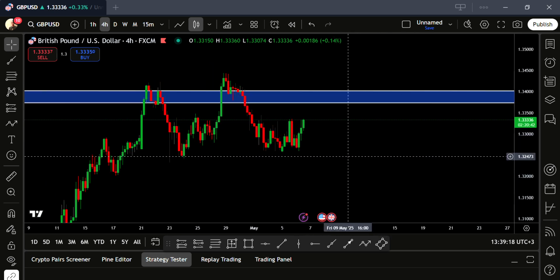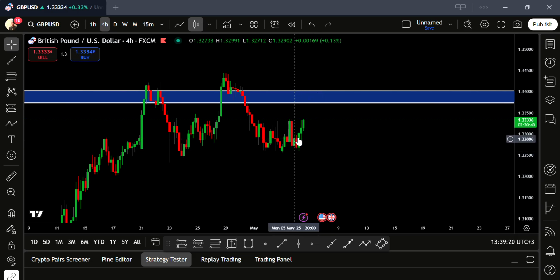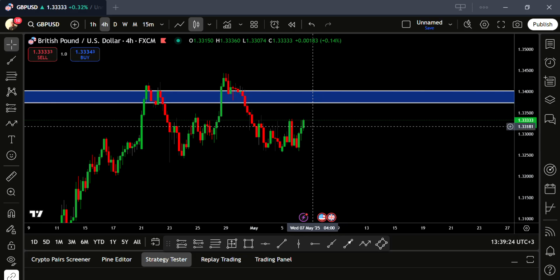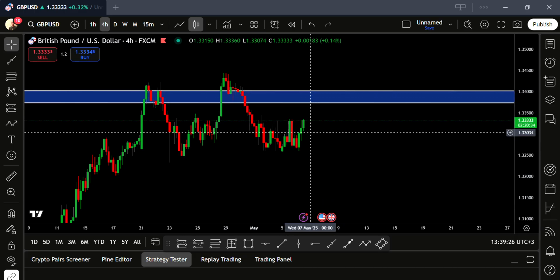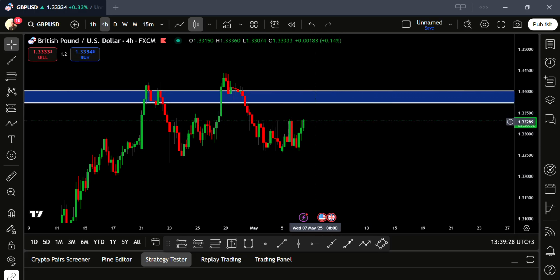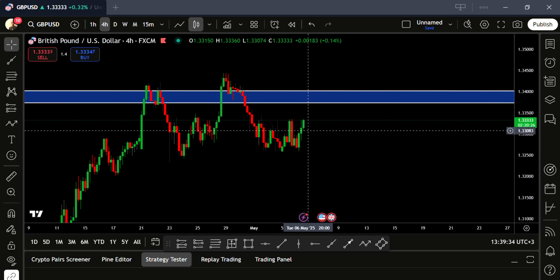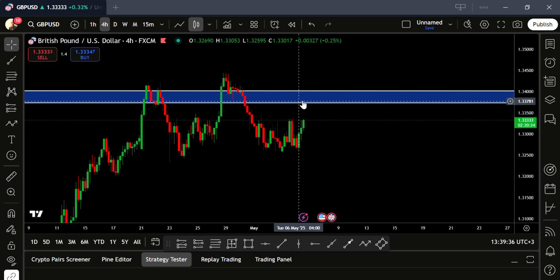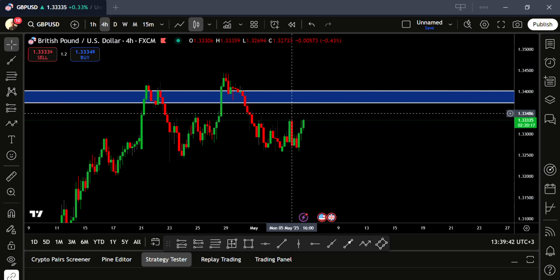Why am I skeptical about this? Because the daily is still going up, even the weekly is still going up, and this 4 hour is also having an upwards candle. So if this candle closes above this high here, then I want to be selling. I'm going to be waiting for price to reach up to around this level here, and then I would sell.